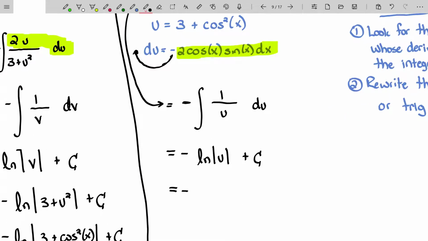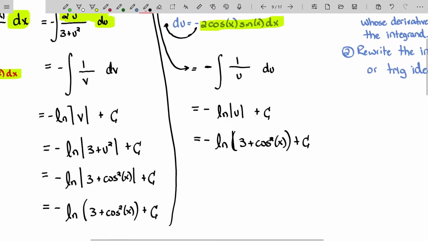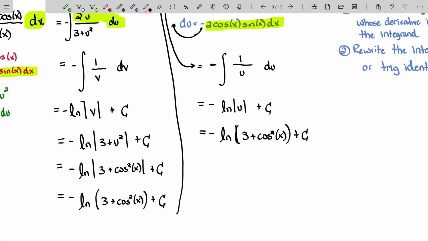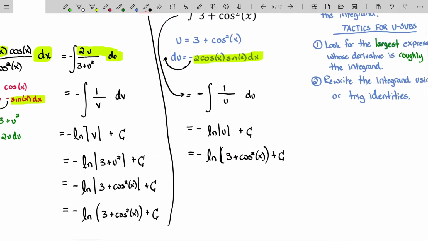Negative natural log absolute value 3 plus cosine squared of x. And obviously, again, you don't need the absolute values on this one because that's positive. Same answer, right? You just get to it faster if you follow my advice.